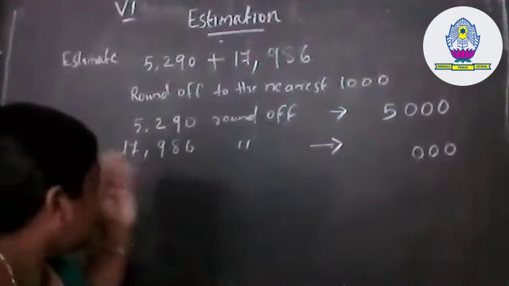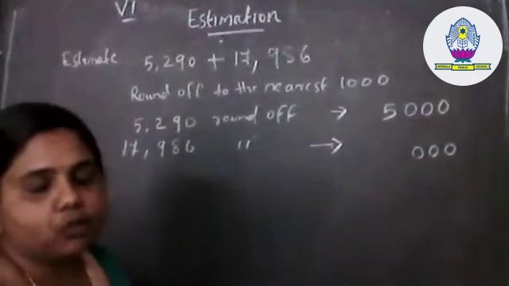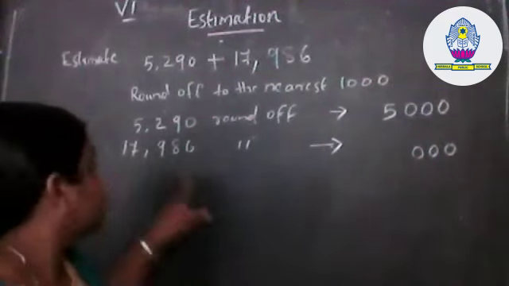And if the digit in the hundreds place is greater than 5, then 1 is added to the 1000 place.